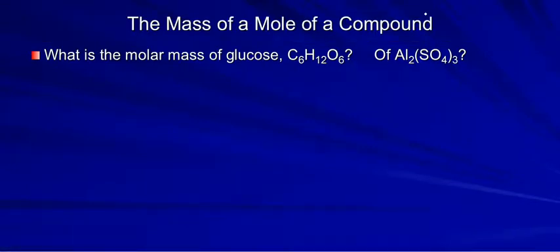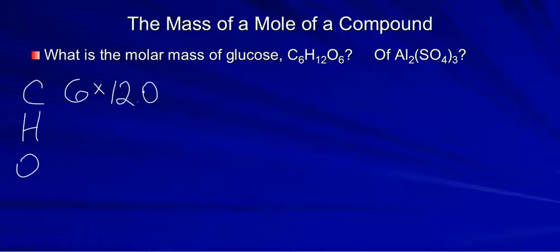The first one, what is the molar mass of glucose? Here's what you do. You have 3 elements in that compound. We'll start with carbon. There are 6 carbon. Multiply by the molar mass of carbon from the periodic table. And if you look in the periodic table, molar mass, 12.0. Round to 1 place after the decimal. So 6 times 12 gives you 72.